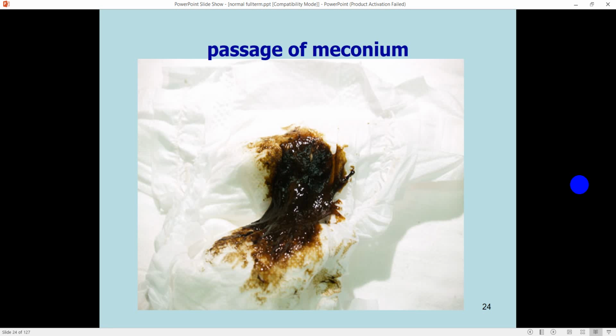This picture is of meconium. It is dark in color. After that, when the baby starts feeding, in the third day of life, this color will change to a yellowish color.